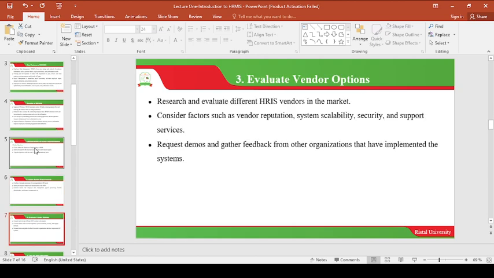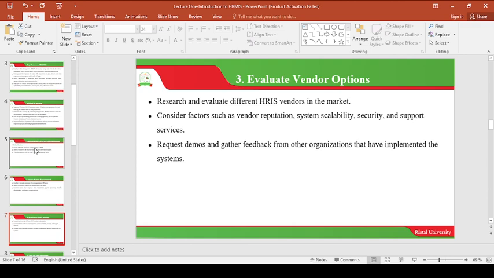The next consideration is evaluate vendor options. When you talk about vendor options, we are talking about the types of the system you want to implement or you want to have in your organization. Under evaluation of the vendor, you need to research and evaluate different HR vendors in the market. There are very many systems in the market, so you need to look at them one by one. Which one suits your organization so that you can easily procure it.